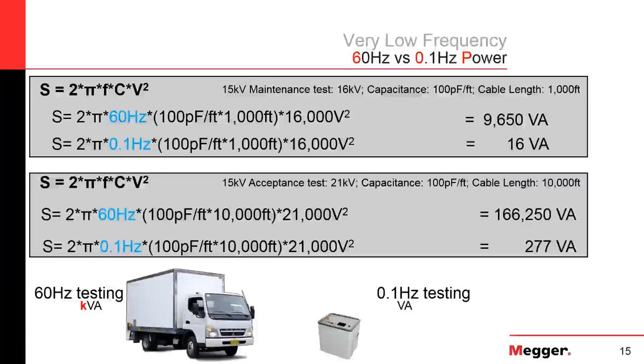This one we can see on the screen here, the formula is power equals 2 times pi times the frequency that we test at times the capacitance of the cable, and there's some nominal capacitance per foot for every cable, times the voltage squared, and the voltage is determined by IEEE. So we cannot change the voltage. The capacitance is dependent on the length of the cable. 2 and pi are constants, so the only option we have here to change is the frequency.